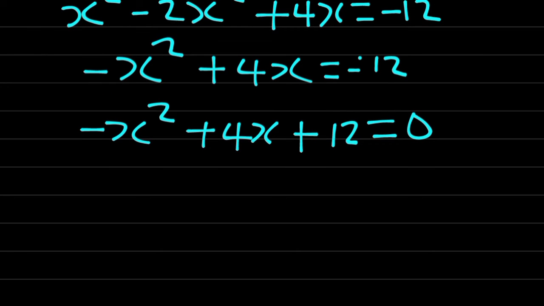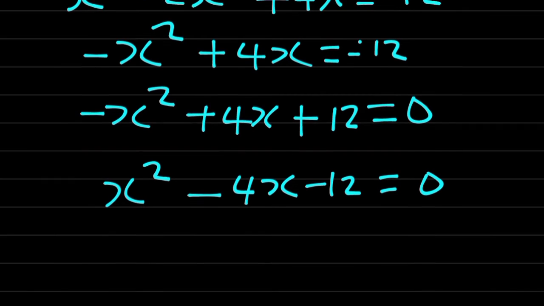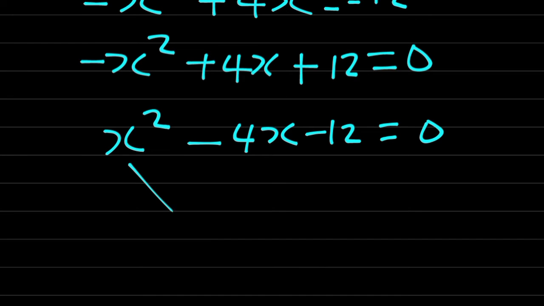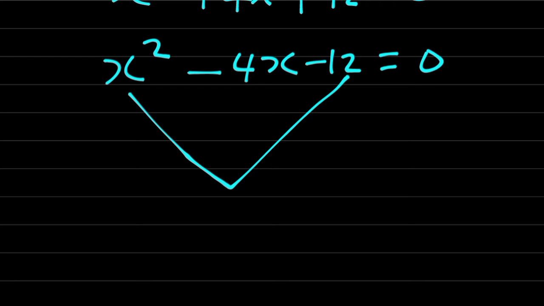Let's multiply the whole of this expression by minus 1 so as to eliminate the minus sign in front of x squared. So we have minus x squared times minus 1 is x squared, then minus 1 times 4x is minus 4x, minus 1 times 12, that is minus 12, is equal to minus 1 times 0, which is 0. Okay, this is what we have. We are going to factorize this expression. We are going to say x squared times minus 12, we have minus 12x squared.